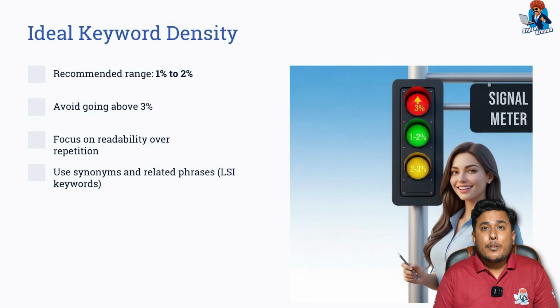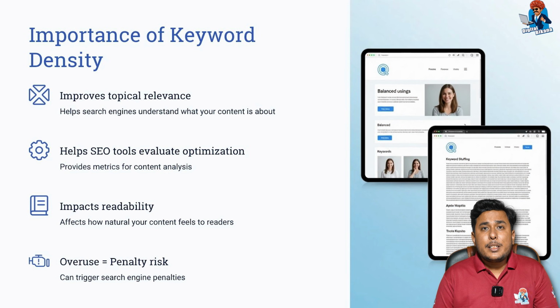Now the big question, what is the ideal keyword density? Most SEO experts recommend keeping it between 1 to 2%, enough to signal relevance, but not so much that it feels spammy. Keyword density plays a key role in helping Google understand what your page is about, but it also affects user experience. Overusing keywords can lead to keyword stuffing, which can hurt your rankings.